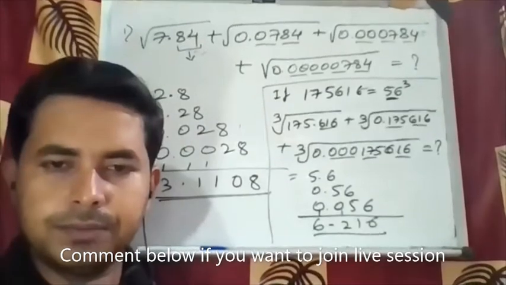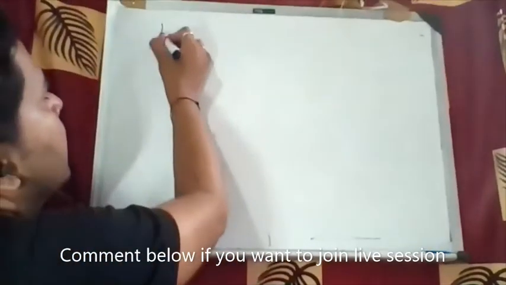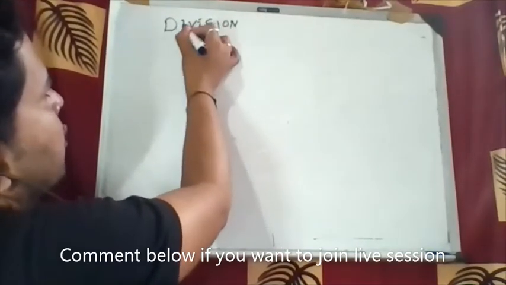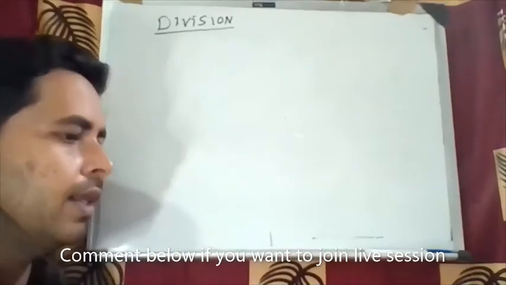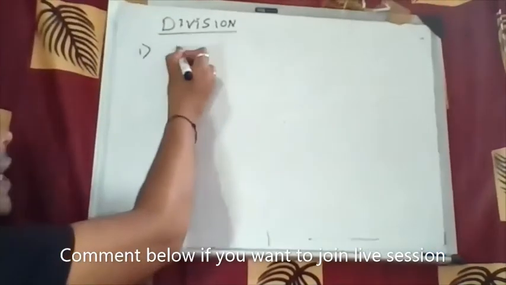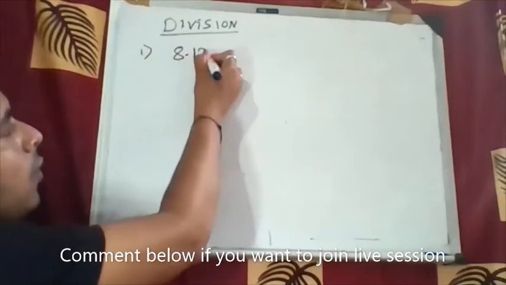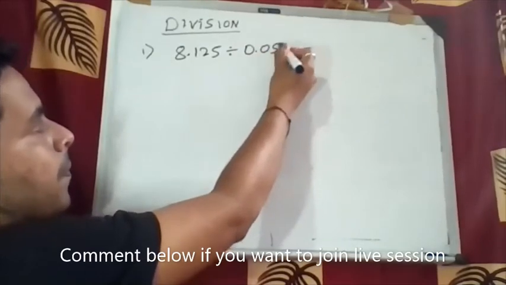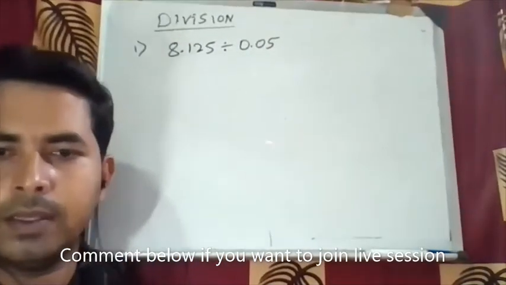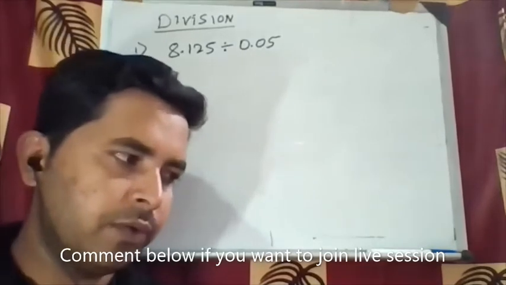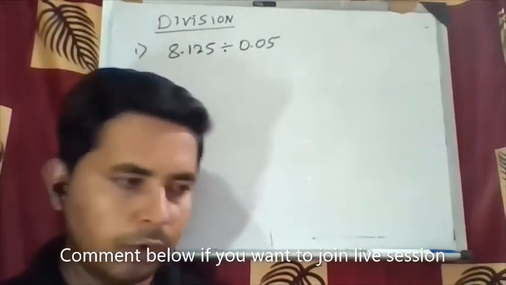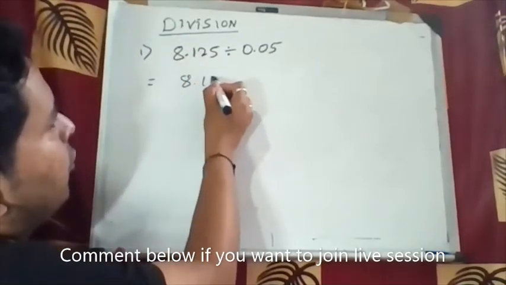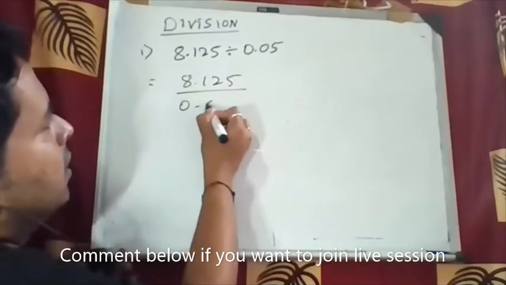Okay. A few problems on decimal values, doing the operation of division. Okay, division operation. So here they'll give a question like 8.125 divided by 0.05. So how to do this? First write here 8.125 divided by 0.05.